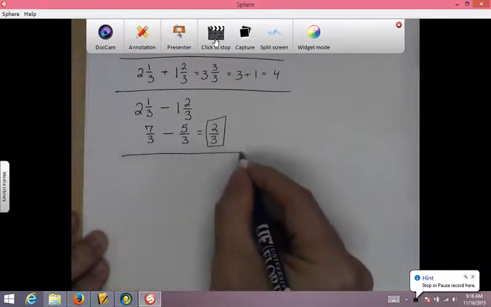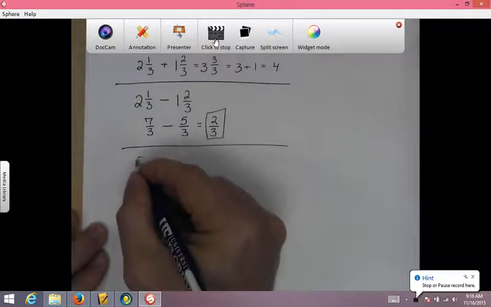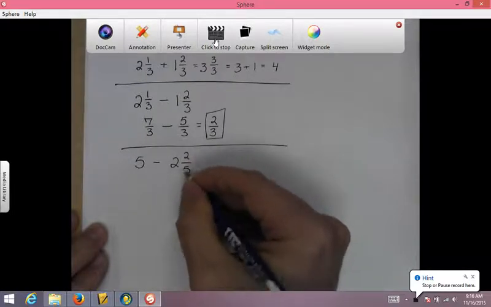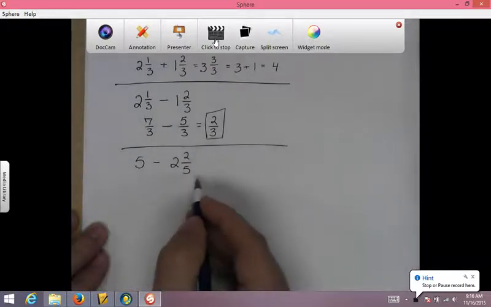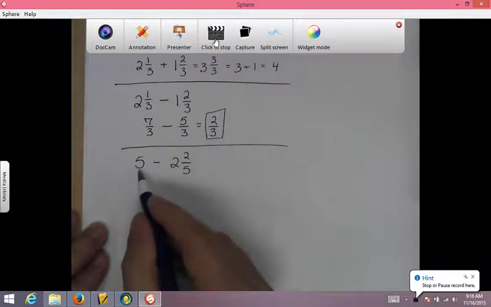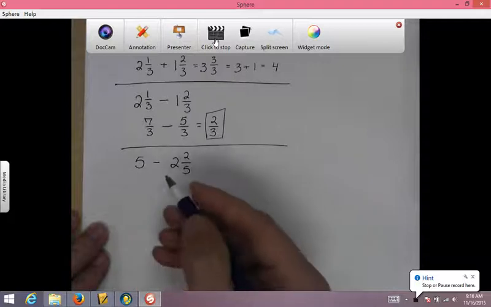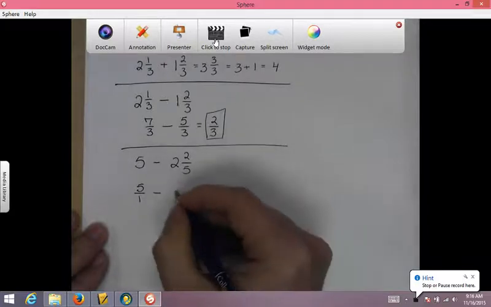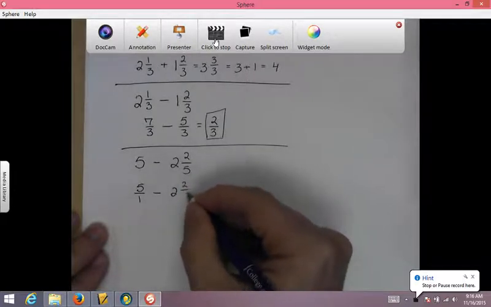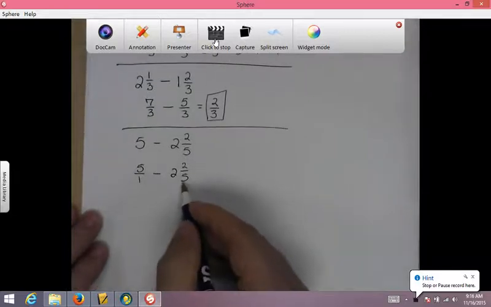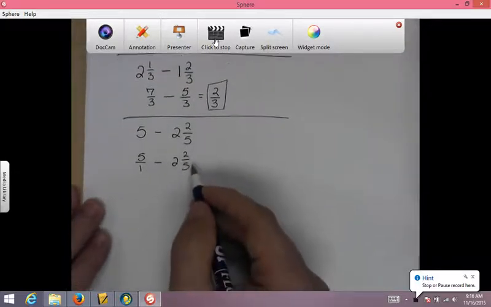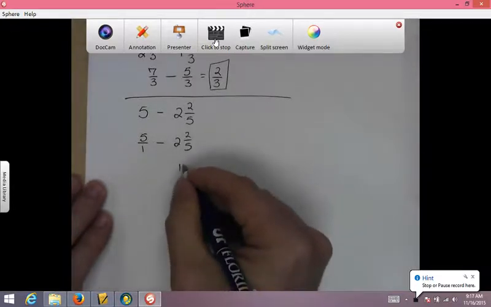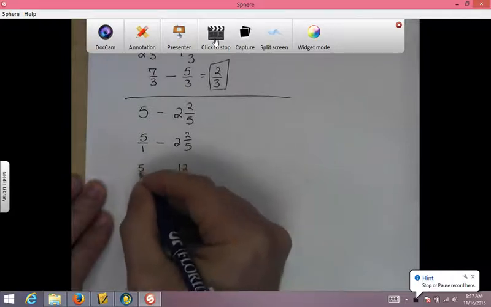Now, let's take a look at another one. Let's say we just had a whole number minus a mixed number. Again, turn these into improper fractions. For the whole number, how do I make a whole number into a fraction? I put it over what? 1. So I'm going to rewrite this as 5 over 1 minus 2 2/5. Next step, how do I make this into an improper fraction? Well, 5 times 2 is 10, plus 2 is 12. So I have 12/5 here, and I still have 5 over 1 here.